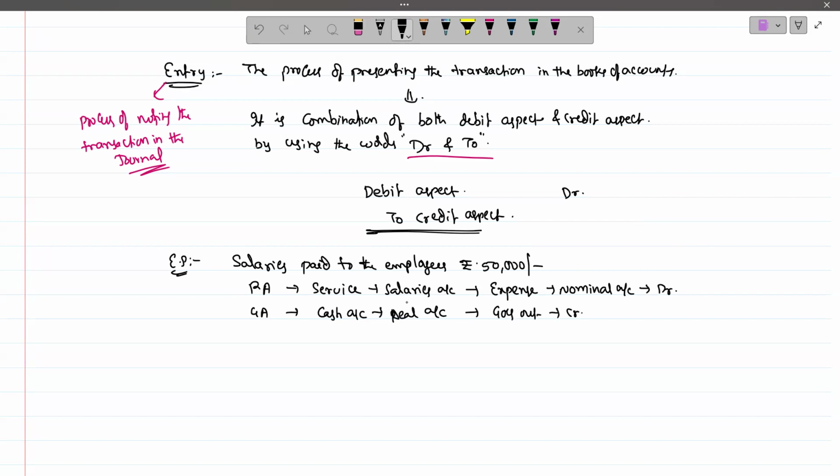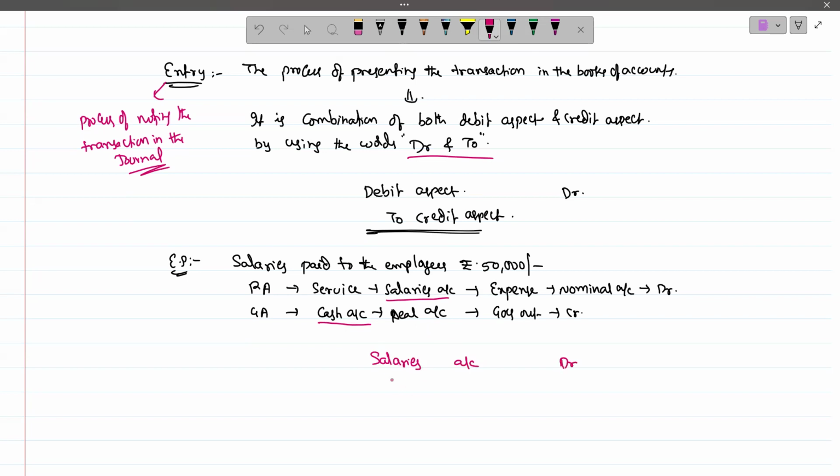So those are credited. After completion of the analysis, we have to write the transaction in the form of an entry. First, we have to write the debit aspect. What is the debit aspect here? Salaries account. The credit aspect is nothing but cash account. We have to write the debit aspect first, writing salaries account and ending with the word DR.